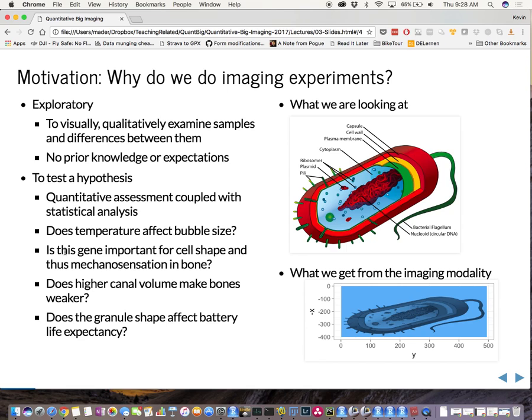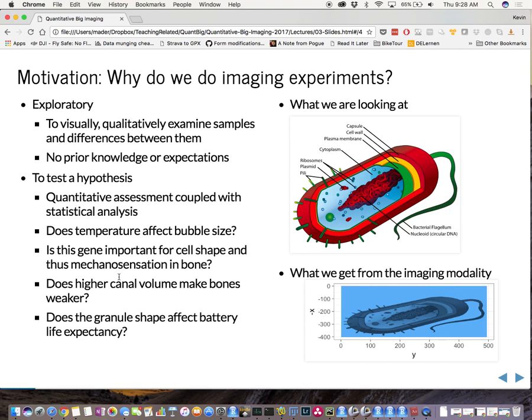The next one would be a more biological one: is this gene important for cell shape in the bone? And so you have a gene, you can upregulate it, downregulate it, completely silence it, and you want to be able to see, does the cell shape change as you make those changes to this gene?